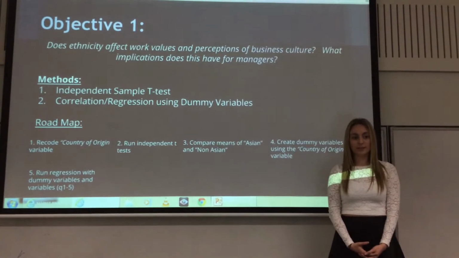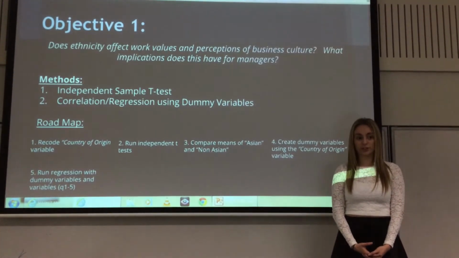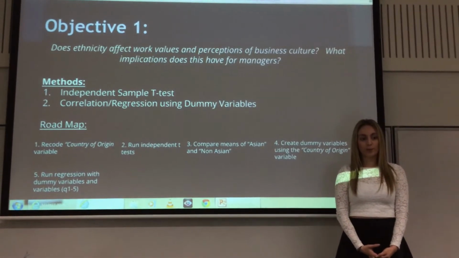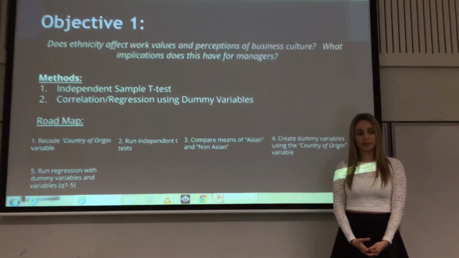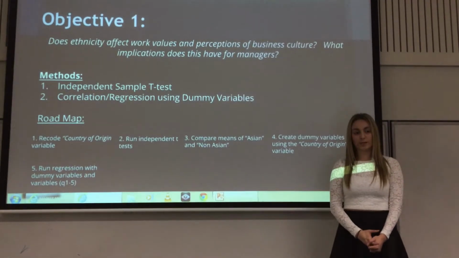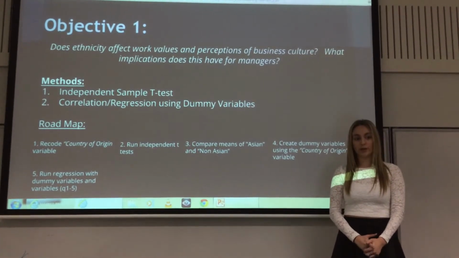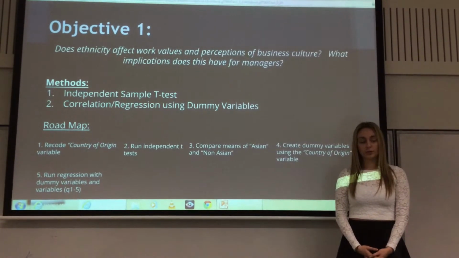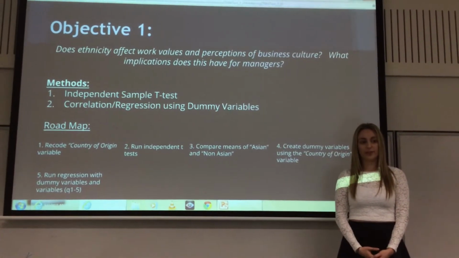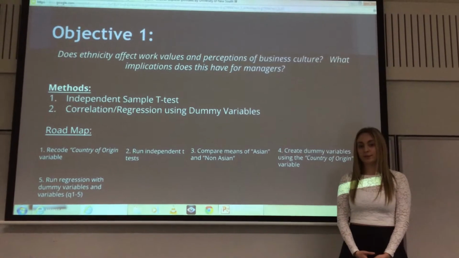In addition to an independent samples t-test, we will also run a regression using dummy variables to determine whether ethnicity affects the importance placed on each of the first 5 variables and questions. We'll need to use dummy variables because country of origin is a nominal variable and regression should be conducted using scale variables. Regression is suitable in order to help us predict the effects of ethnicity on work values. This brings us to our roadmap.